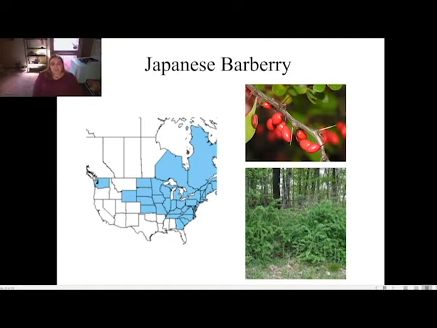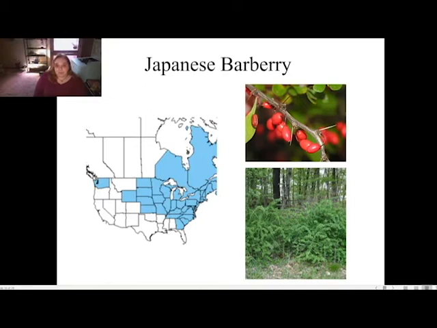Another issue is it can actually take root anywhere that a branch touches the ground. So it doesn't come from one stem. There are a ton of different stems that are growing up out of the ground where it's taking root. So when you're taking it out of the ground, it's a lot of work to get it to go away. It can also grow from just small pieces. So it makes it very hard to clear clusters of this plant.